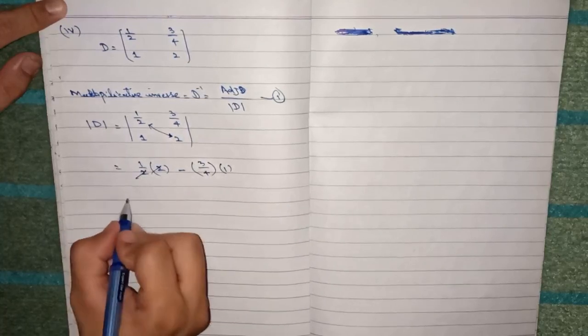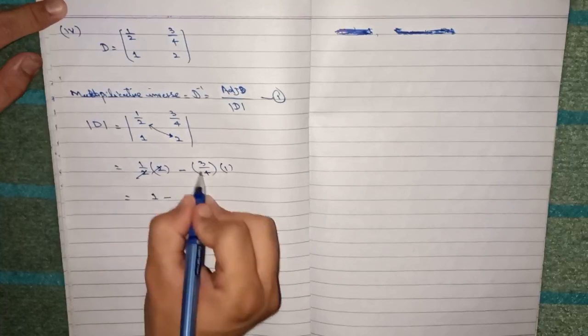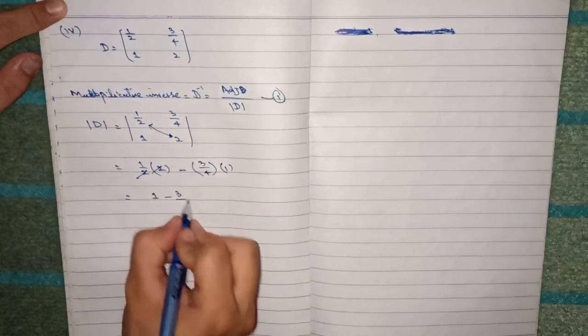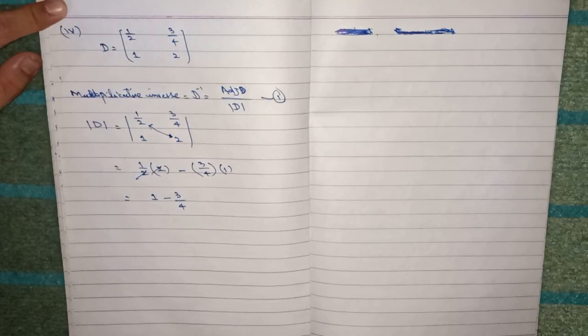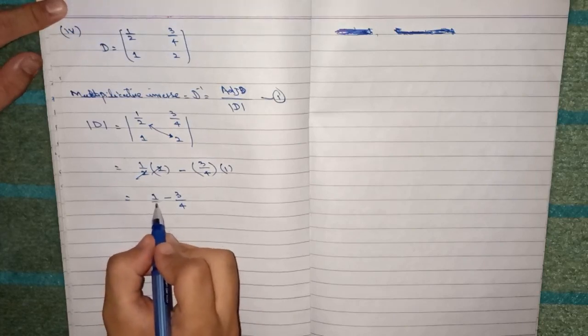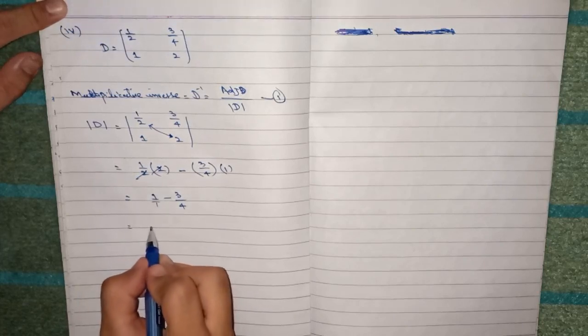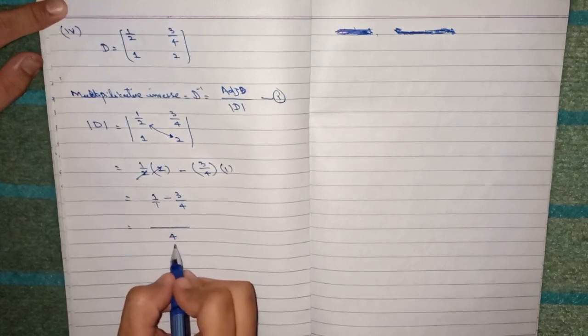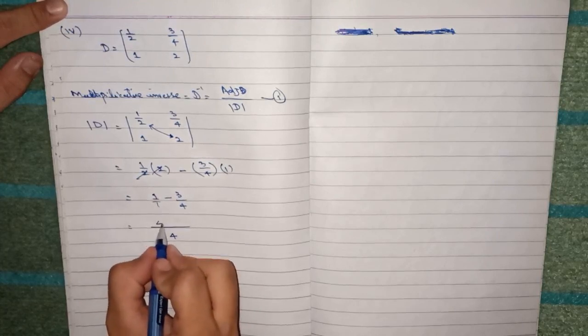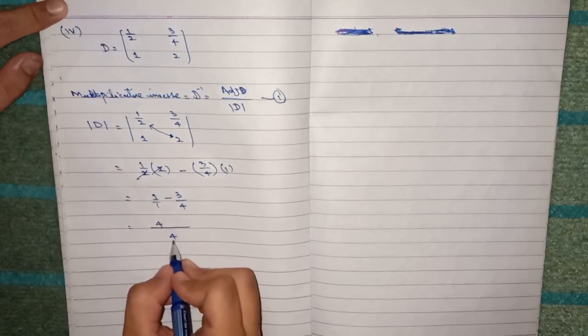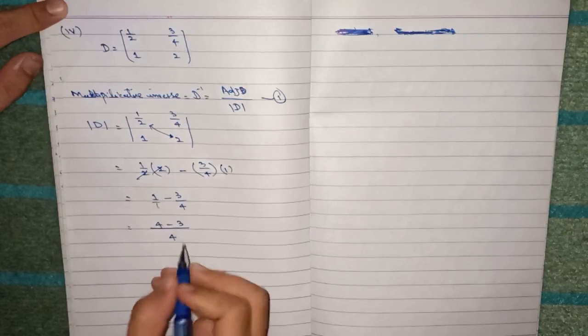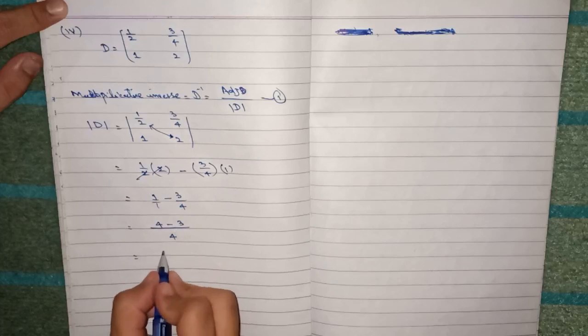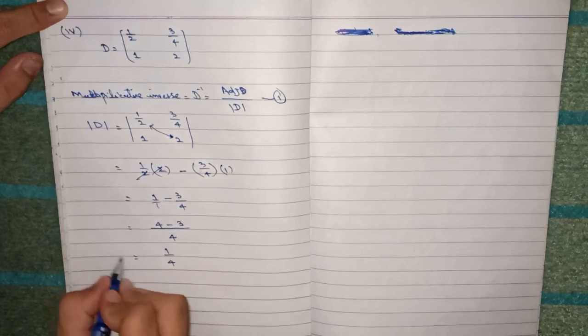2 cancel with 2, we have 1, minus 3 over 4 into 1 is 3 by 4. Here students will take the LCM. Its denominator is 1, so the LCM of 1 and 4 is 4. 1 divided by 4 is 4, 4 into 1 is 4, 4 divided by 4 is 1, 1 into 3 is 3. So the answer is 4 minus 3, which is 1 by 4.